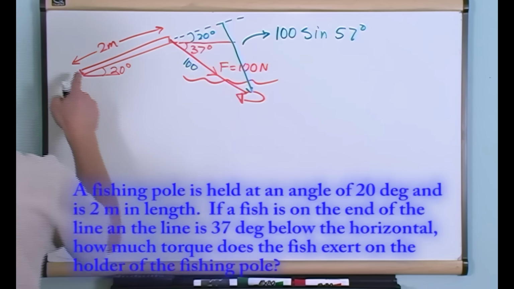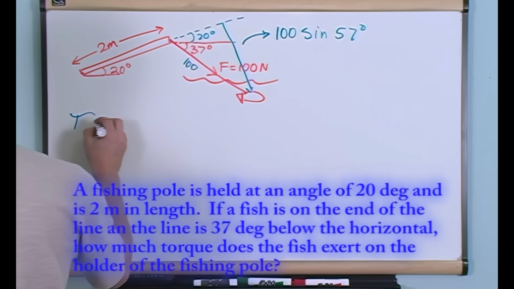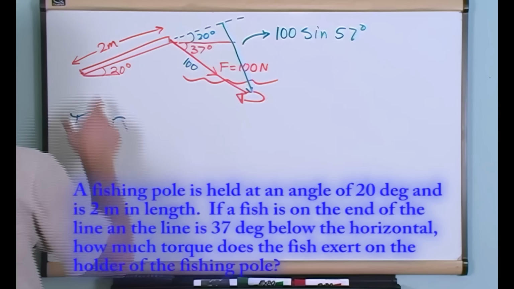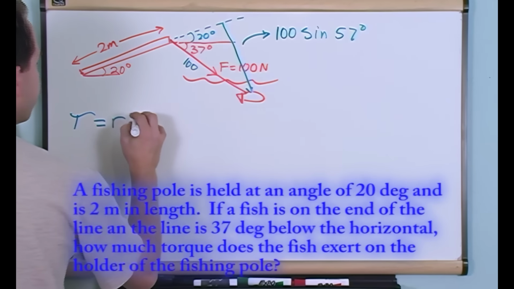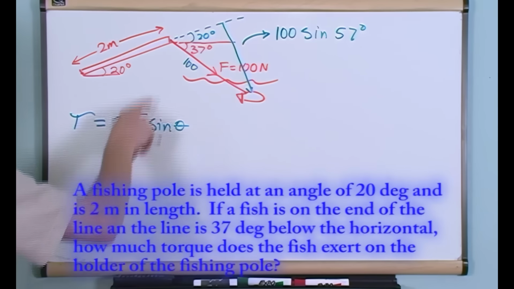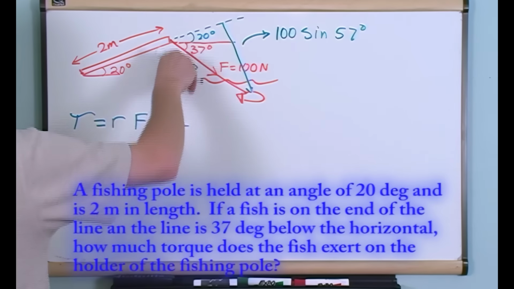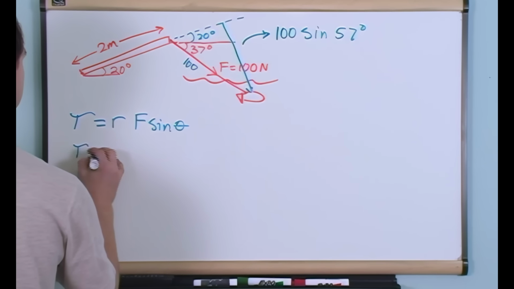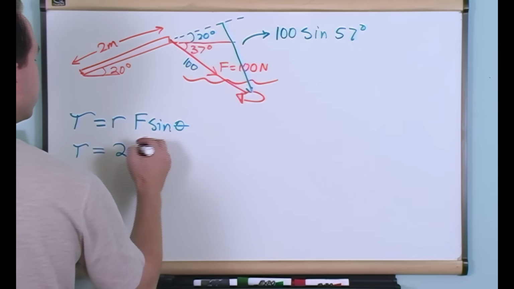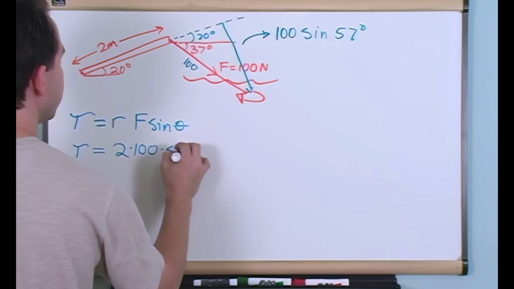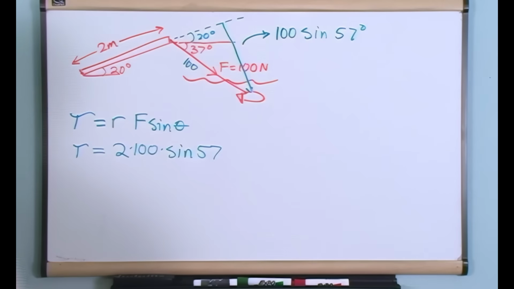The torque over here is just going to be equal to R, which is the distance of the fishing pole, times F times sine of theta, which is just telling you that it's the force times the sine of the angle between them so that you get the perpendicular force to the pole there. So the torque is just going to equal 2 times 100 times sine of 57.